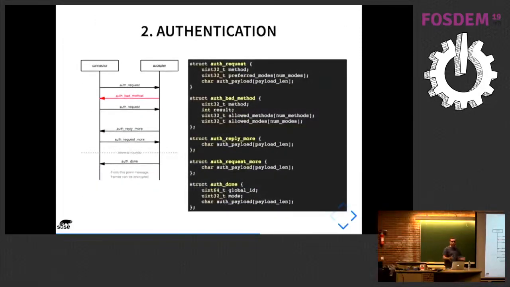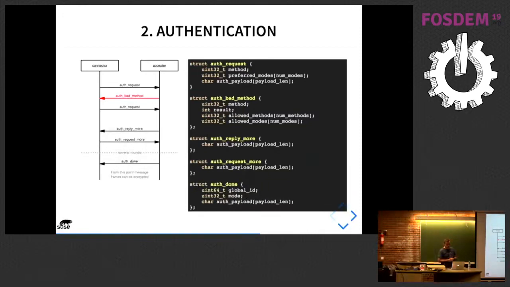So after this, we go to the second step, the authentication. And the authentication is started by the connector. So the connector says to the acceptor, I want to authenticate, and I want to authenticate with this method. And this method can be none, so I don't want to perform any authentication. Okay? Or it can be using CephX, which is the system we use for authenticating the Ceph components, or it can be any other method that we add in the future, like Kerberos or something else.